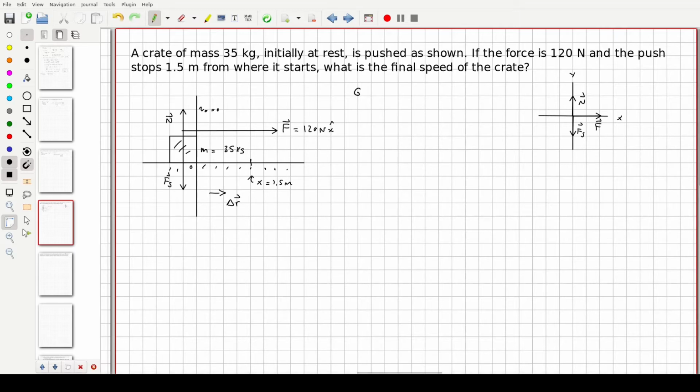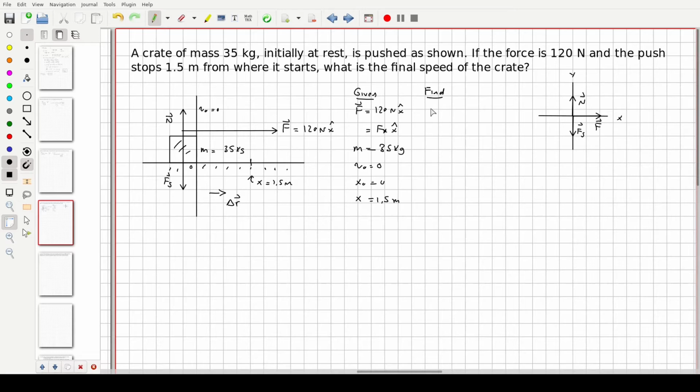Okay. So what are we given? We're given that our force is 120 newtons x hat, the magnitude of which I'm going to call F sub x, as we've done in the past. The mass that we're dealing with here is 35 kilograms. Our initial velocity is 0. Our initial position is 0. Our final position is 1.5 meters. And let's see, I think that's it. Yeah, that's all we have. What are we trying to find?